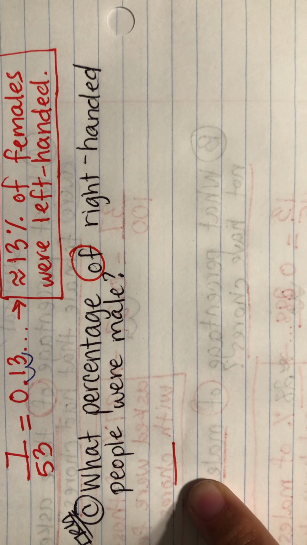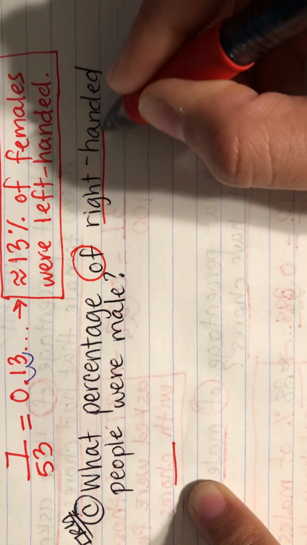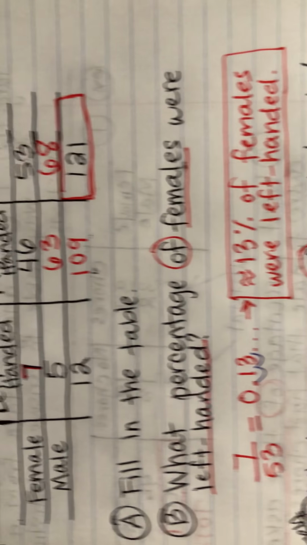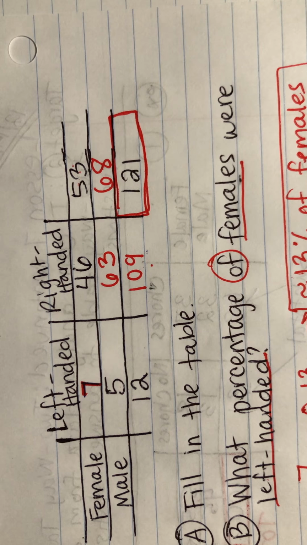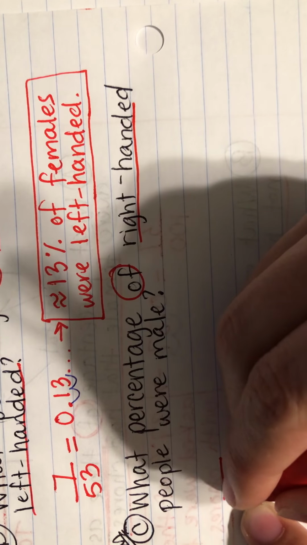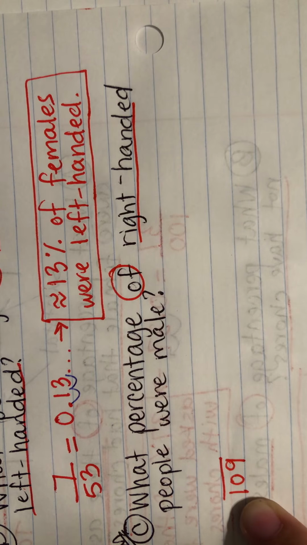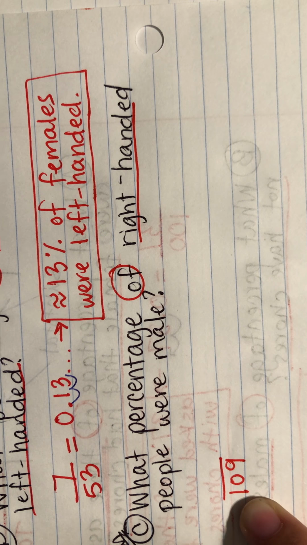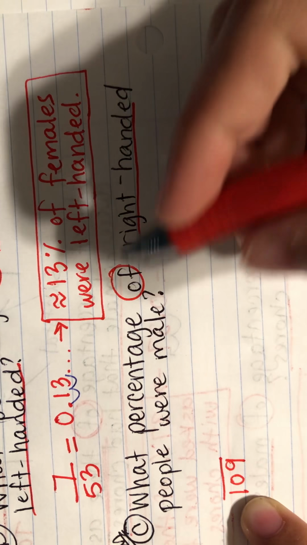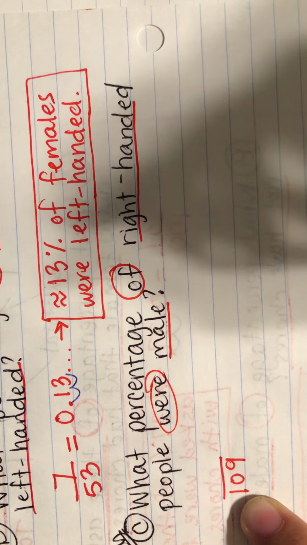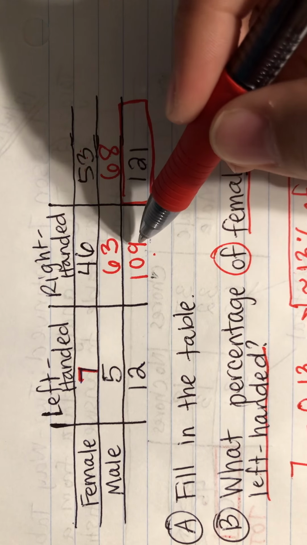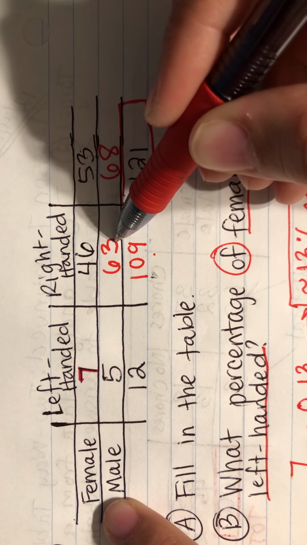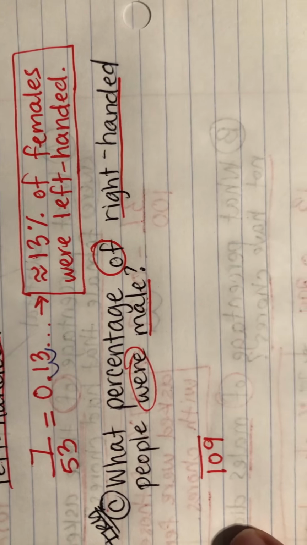So our denominator for this percent is going to be right-handed people. So looking at our table, our total of right-handed people were 109. So that should have been your denominator. If you didn't get 109 on the bottom, go ahead and change it now. And we're looking at from those, how many were male. So from the right-handed people, male was 63. So 63 is going to go on top.